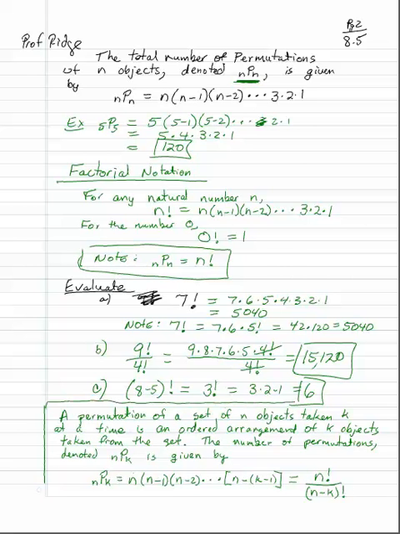Okay, so now on to permutation of a set of n objects taken k at a time. And that's an ordered arrangement of k objects taken from the set. And the number of permutations for this situation is denoted nPk, n permute k, and that's given by the formula n permute k equals n times n minus 1 times n minus 2 dot dot dot, and you're going to stop at n minus (k minus 1) in parentheses, and that's equal to n factorial over n minus k factorial. So let's try some of these examples.